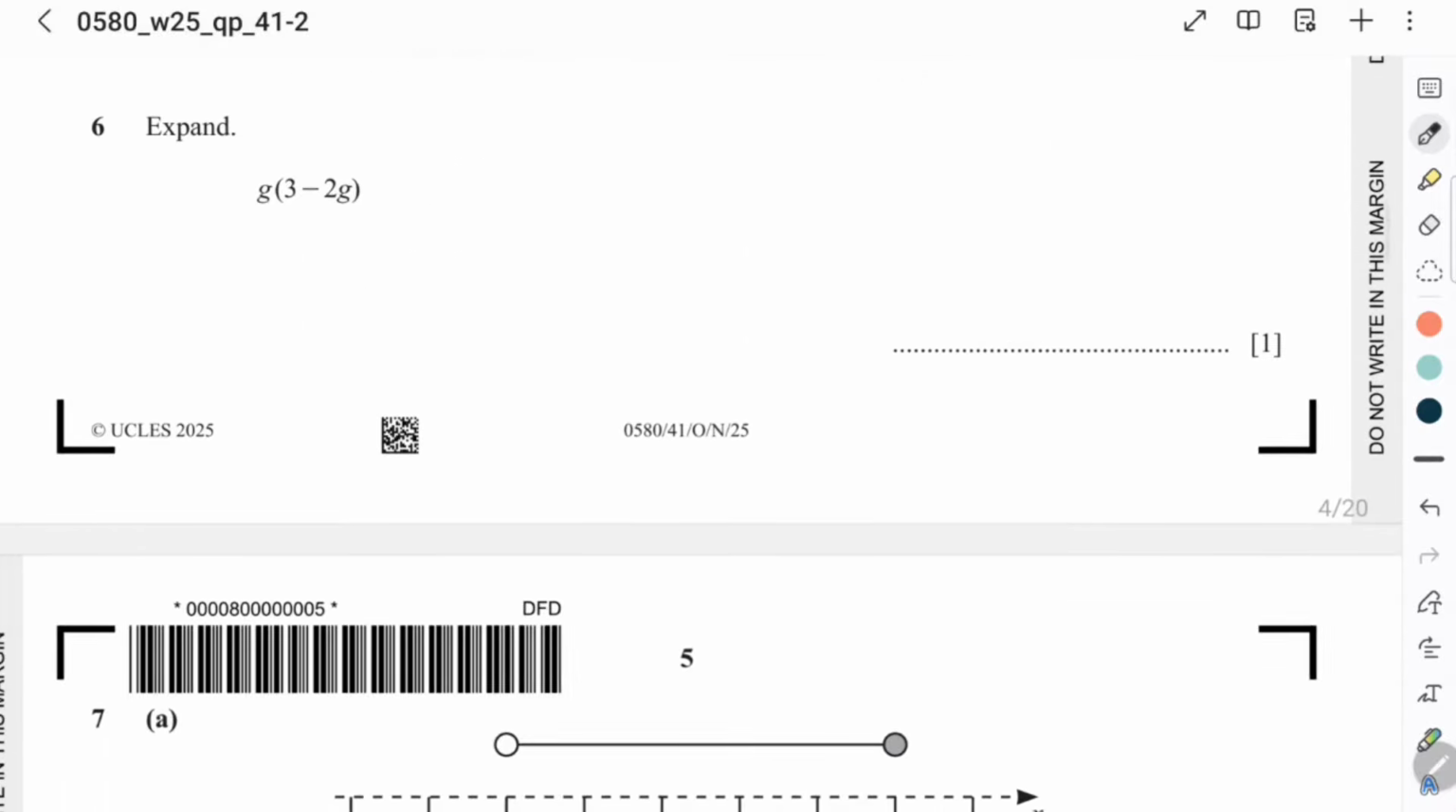Expand 3g(3 minus 2g). So it's very simple and easy question. Just simply multiply 3 by g. So that is equals to 3g minus 2g square. Write down 3g minus 2g square. Go to the next question.